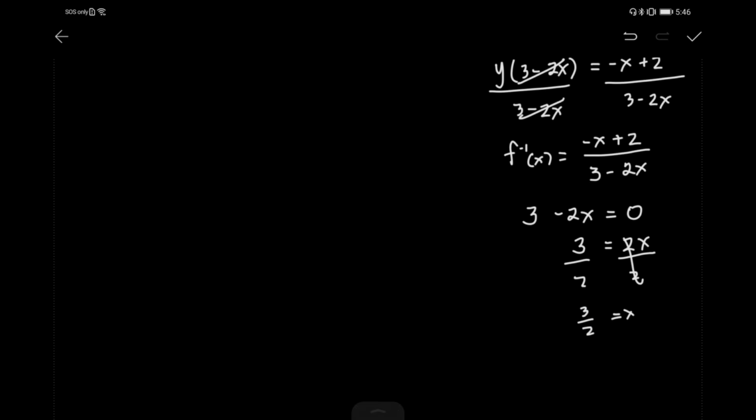So, di ba yung domain natin or the inverse function natin, yung x ay nagiging y at yung y ay nagiging x.